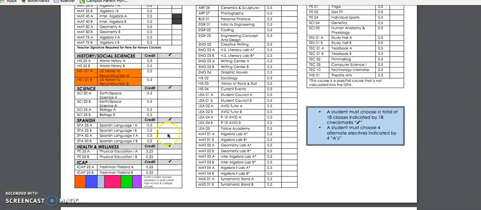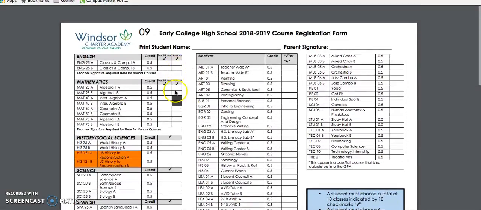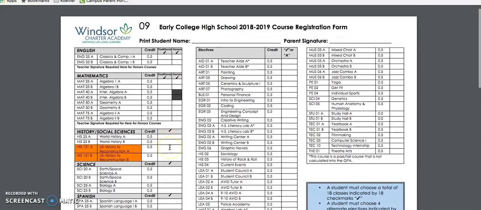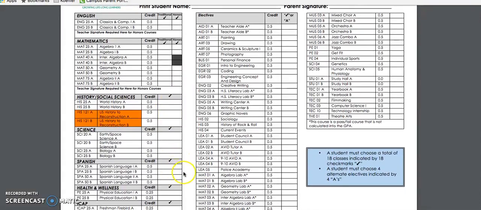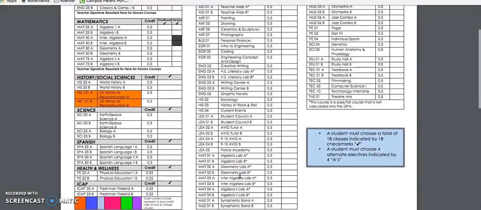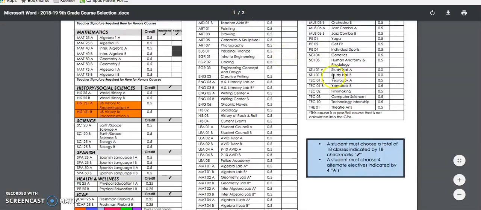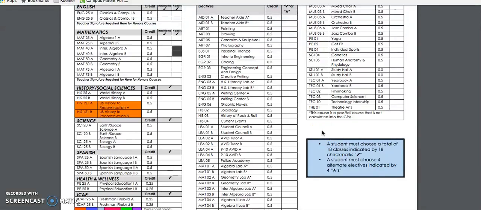And then, if you include Spanish, you will have 1, 2, 3, 4, 5, 6, 7, 8, 9, 10, 11, 12, 13, 14 check marks. That leaves 4 check marks for over here in the elective area. So you get to choose 4 electives. Please notice that things like labs, teacher aid, study hall are included on the electives. So however you're going to use your 4 additional check marks, you want to include study hall or any of those other things that you're interested in.